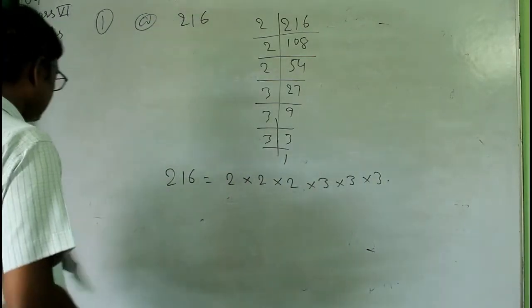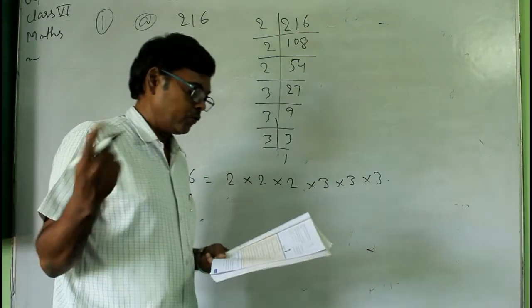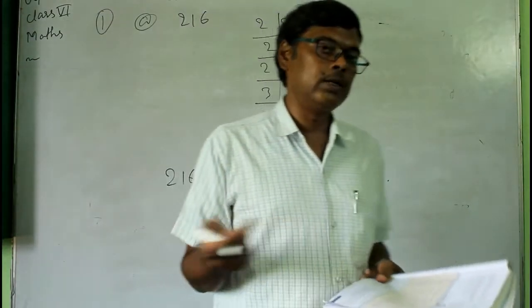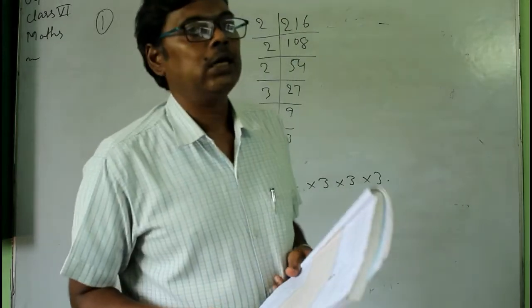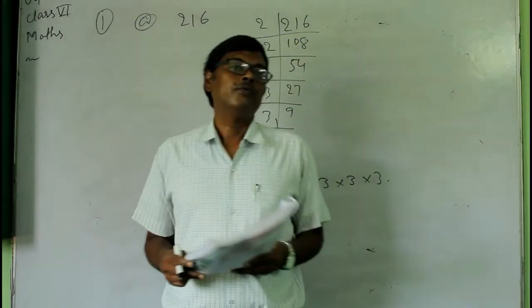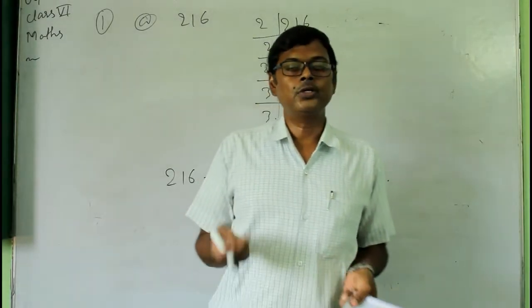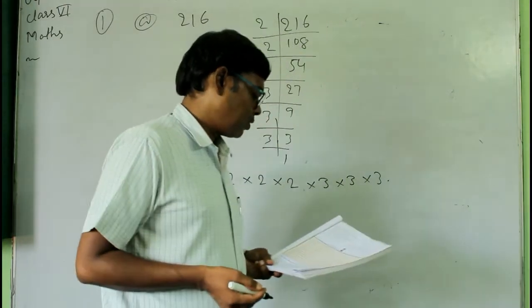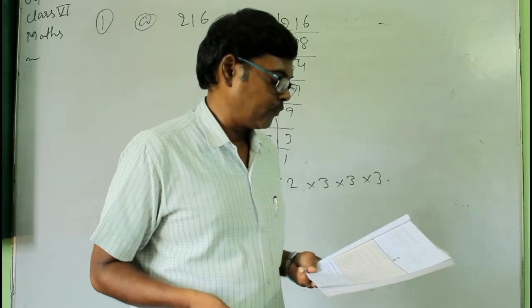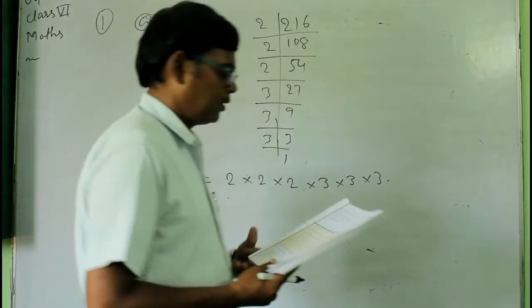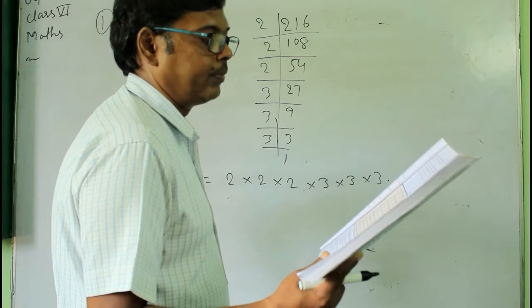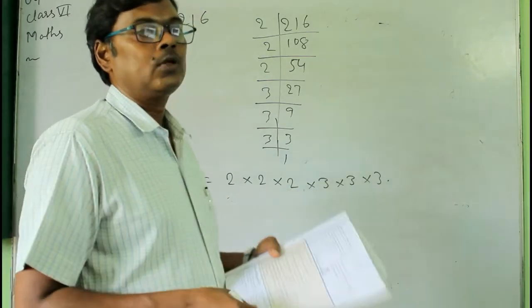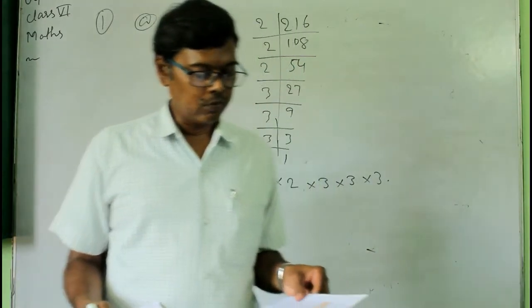Now other questions here, like B, C and D, are all similar, so you can find them out, and I have also solved many of these questions in the PDF, so you can also see the solutions. Now question number 2: find the common factors of the following pairs of numbers. We have to find the common factors. So how will you find the common factors?